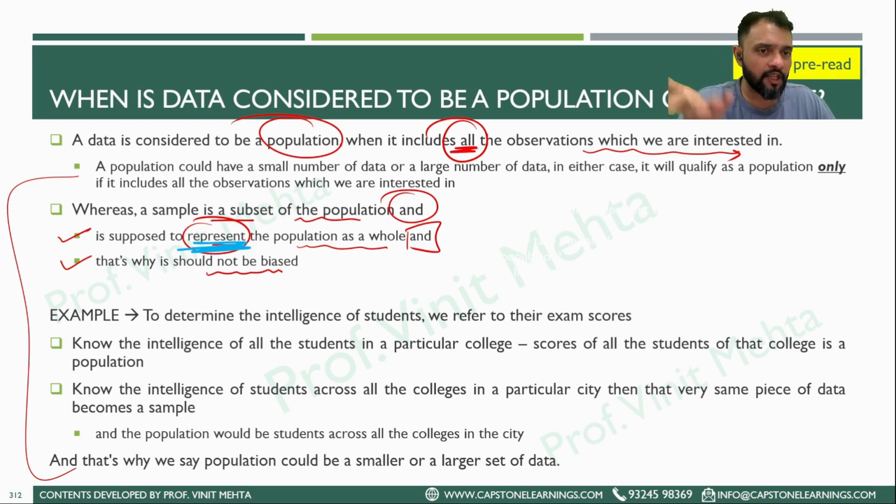क्योंकि मैं तो सैंपल के बेसिस पे पॉपुलेशन के बारे में अंडरस्टैंडिंग निकालूंगा ना. अगर सैंपल ही रिप्रेजेंट नहीं करा तो मेरा अंडरस्टैंडिंग पॉपुलेशन का गलत हो जाएगा. Right? And not just that, the sample will also be biased.